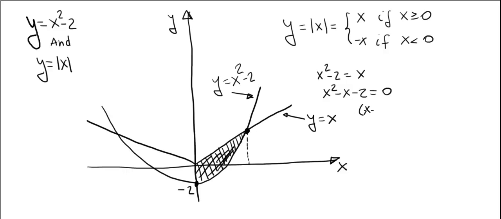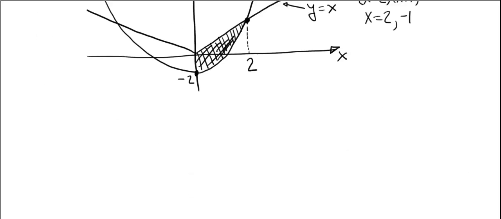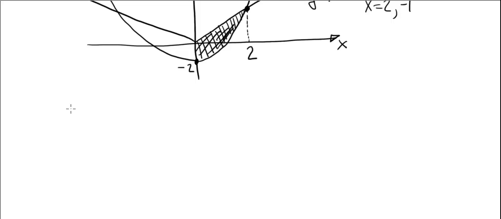Clearly this factors: (x minus 2)(x plus 1) equals 0. x equals 2 or minus 1. Now since we're in the first quadrant, clearly the x coordinate of the point of intersection is 2. Now to find the area of half of our region and hence the whole region, the area is going to be twice the integral from 0 to 2.